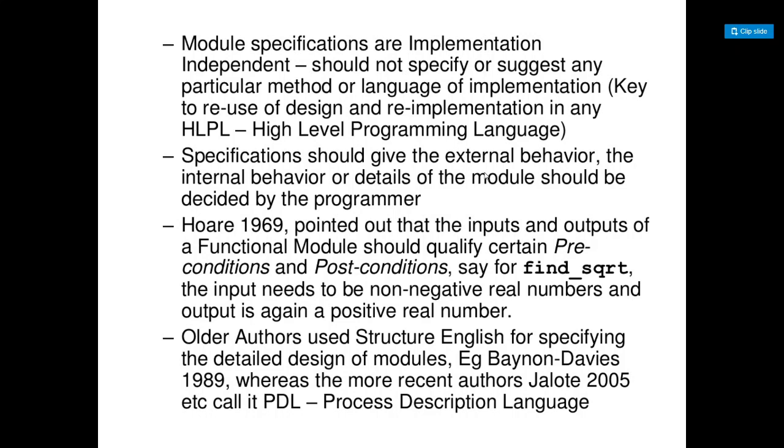In 1969, Hoare said that inputs and outputs of a functional module should satisfy some preconditions and postconditions. For example, if you have to find the square root of a number, then the input has to be non-negative and a real number, and the output you get is also a positive real number. You don't put a negative sign when you are trying to find a square root, and you are not using imaginary numbers. You are only using real numbers. Those are things you have to keep in mind, so while designing the program, or while writing the code, you should be aware of this. These are some of the preconditions and postconditions.